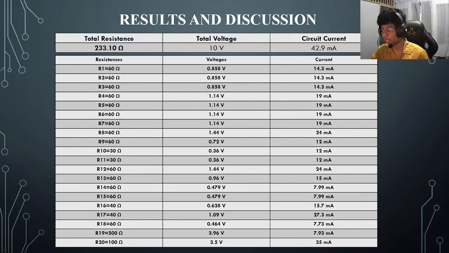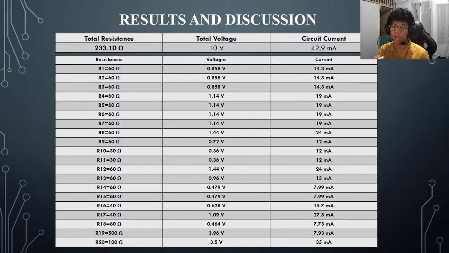But why is the current 7.93 milliamperes, while look at the R sub 1? The voltage in R sub 1 is 0.858 volts, but the current is 14.3 milliamperes, which is greater than the current in the R sub 19. Why does it happen? It happened because R sub 19 has a higher resistance value. The resistance value affects the current.